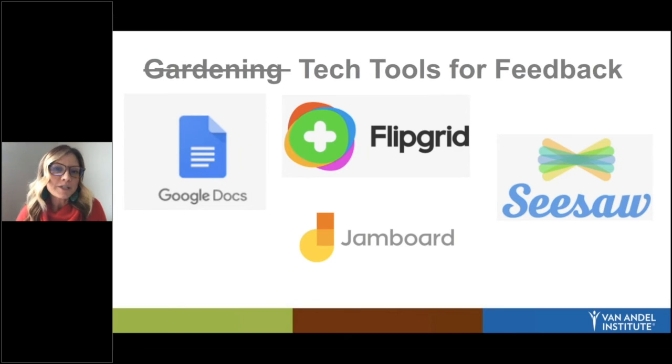And these might not be gardening tools, but they are tech tools for feedback, and some that you guys are probably familiar with, especially living in the world that we are living in right now. Google Docs, a great resource that allows you to give immediate feedback to your students' work. Flipgrid and Seesaw, really great, especially for younger learners, because they can record. And then this new one that I just recently discovered called Jamboard, which is a whiteboard. And it allows for students and you to have a whiteboard, but it's live. So everything that you do and they do, it's happening at the same time. So you think about all the wonderful ways that this can be utilized with work and by providing feedback.